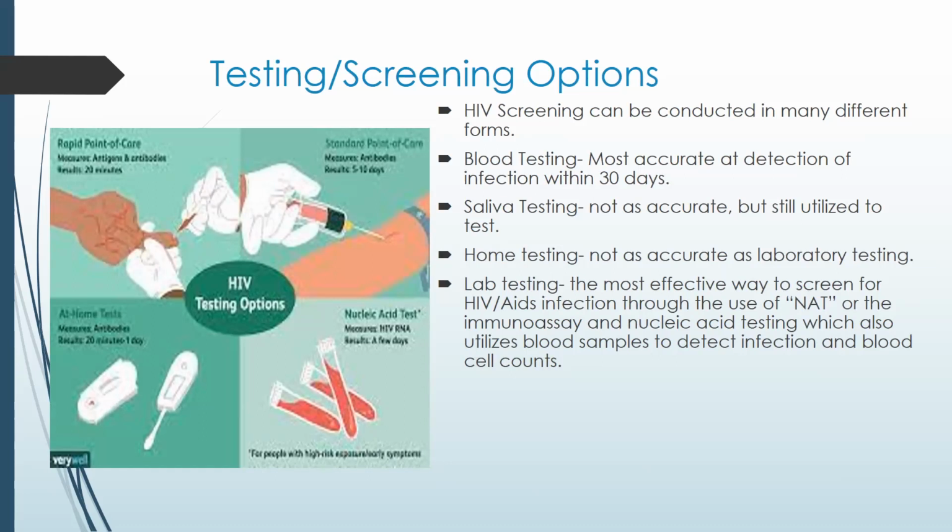Finally, the most effective way to screen for HIV or AIDS is through the use of NAT, which is nucleic acid testing, which also utilizes blood samples to detect an infection and blood cell counts.